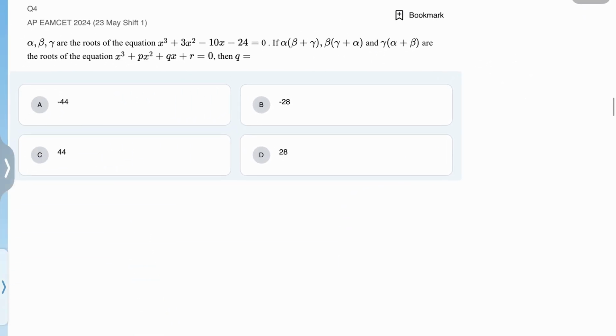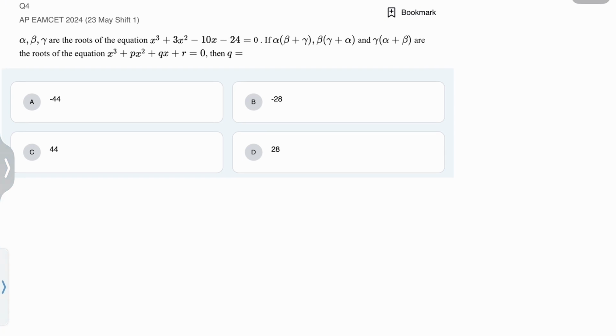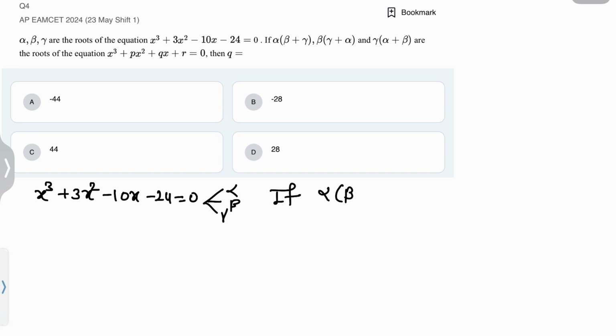Let's start the fourth question. Given that alpha, beta, gamma are the roots of the equation x cube plus 3x square minus 10x minus 24 equal to 0. The other equation has roots beta plus gamma, gamma plus alpha, and alpha plus beta.